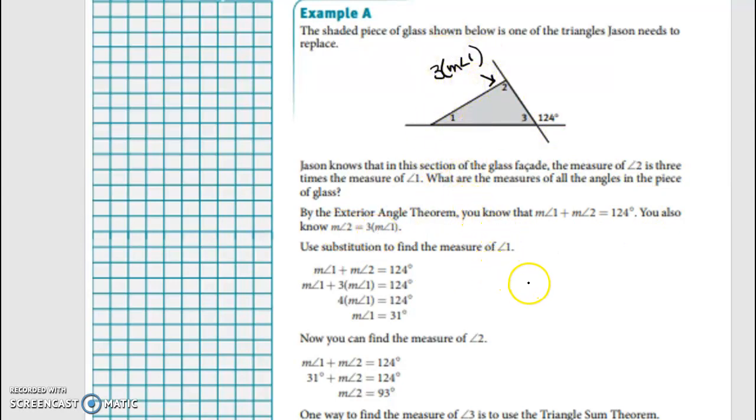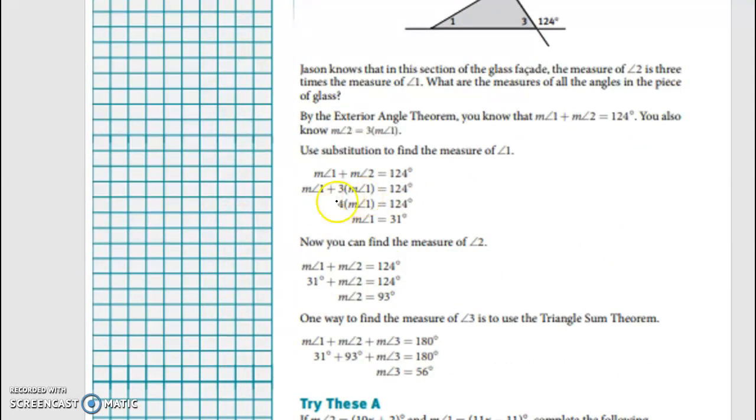So if we were to use substitution to find the measure of angle 1, we can say that the measure of angle 1 plus the measure of angle 2 is 124 degrees. And then we substitute in 3 times the measure of angle 1 instead of angle 2. So we've got the measurement of angle 1 plus 3 times the measurement of angle 1 equals 124. We've now got 4 measurements of angle 1. And then if we divide both sides by 4, we've got the measurement of angle 1 is 31 degrees.